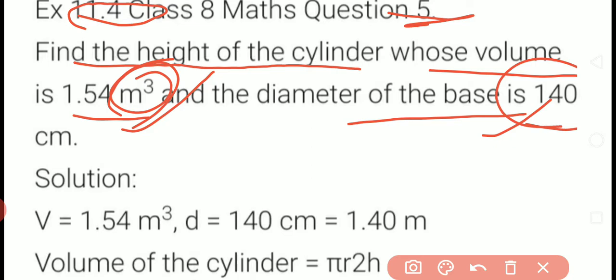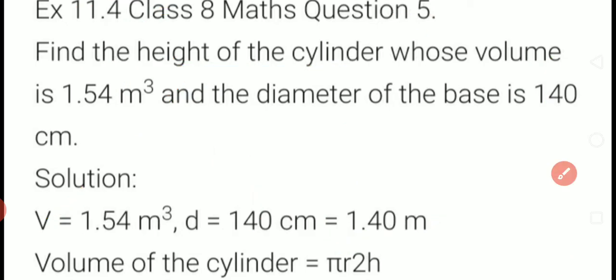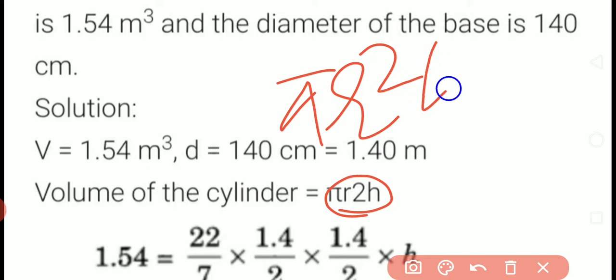So here the volume we have been given is 1.54 meter cubic and the diameter is 140 centimeter. If you convert centimeter into meters, you will divide 140 by 100 and you will get 1.40 meters, or 1.4 meter, right? And you know that the volume of a cylinder is pi r square h. This is pi r square h, right?